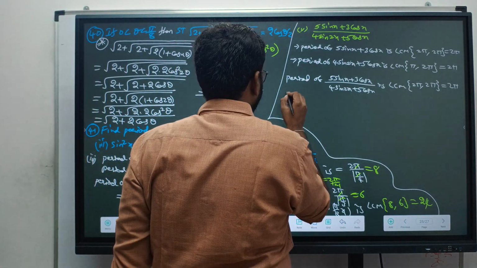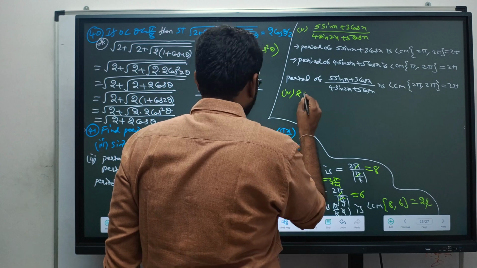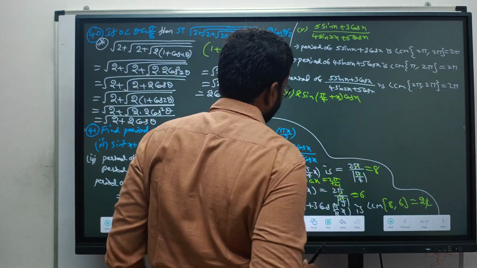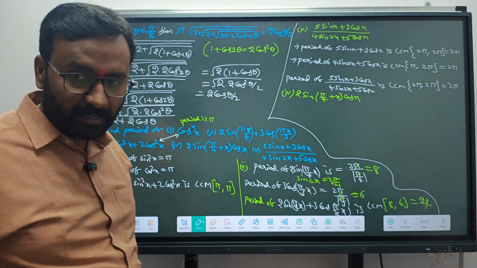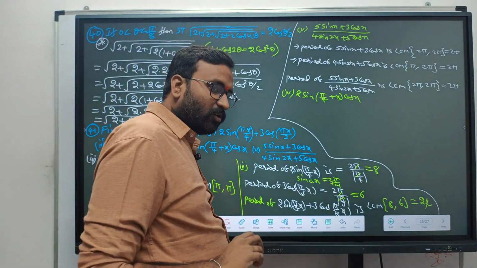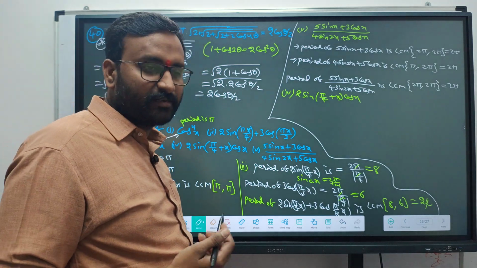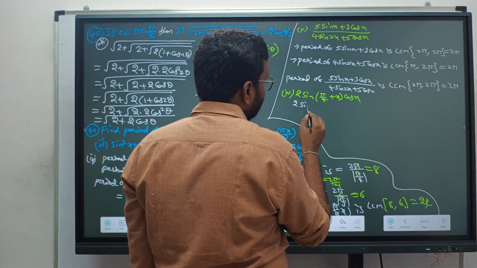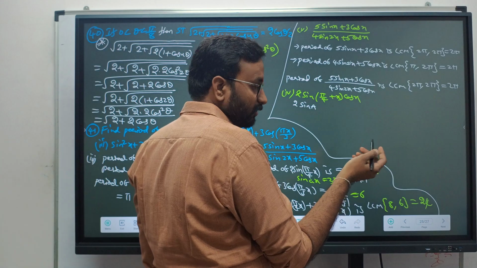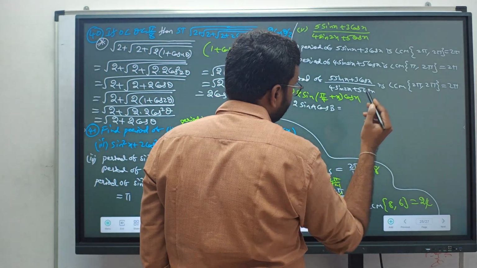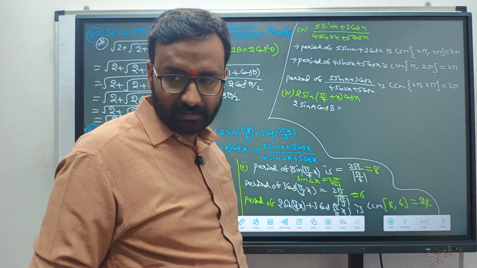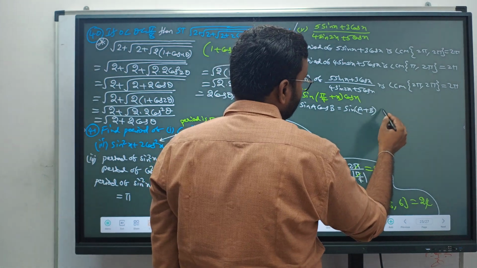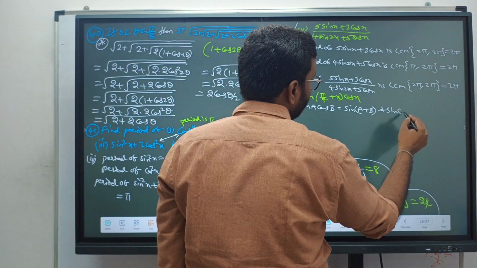This is question number 4: 2 sin(pi/4 plus x) into cos x. So first we have to split it. How can we split it? I already explained. If you have two functions in a product, converting into addition or subtraction is called transformation. So this is 2 sin A cos B. What is the formula? 2 sin A cos B is sin(A plus B) plus sin(A minus B).